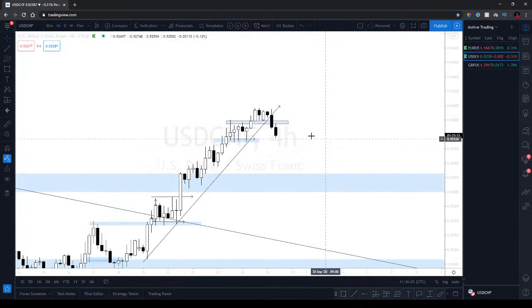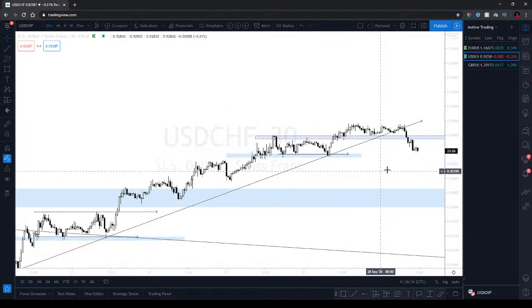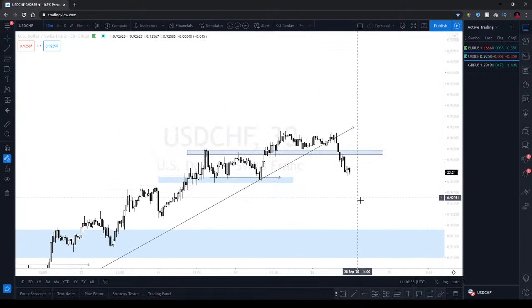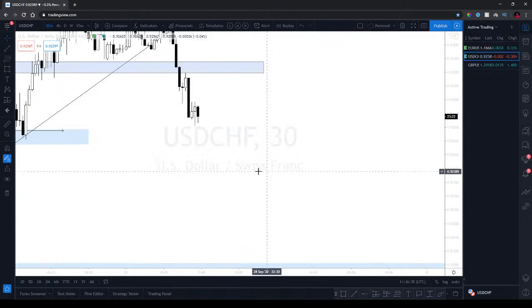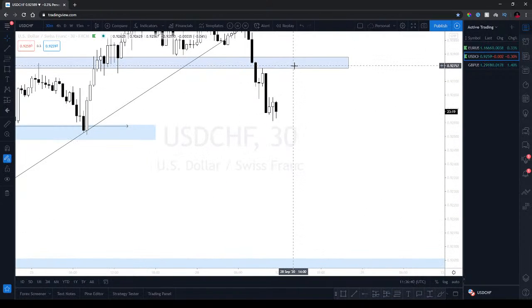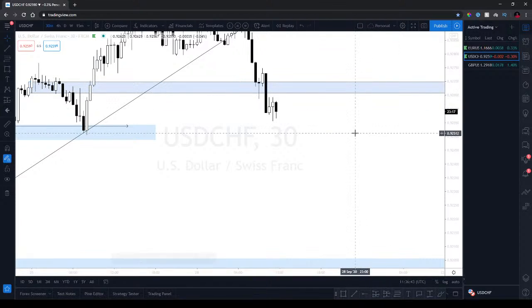Let me go ahead and set my alert on here real quick. So a break of the trend line basically means we're not looking for buys anymore. We're going to be looking for the sell setup. First area I'm going to look for the sell setup is right here.